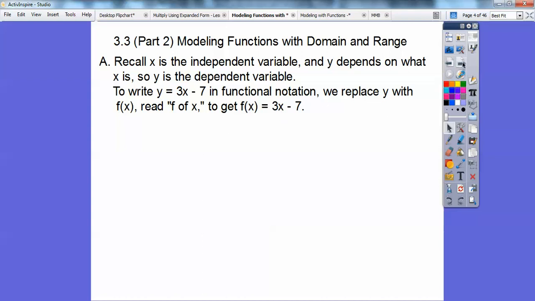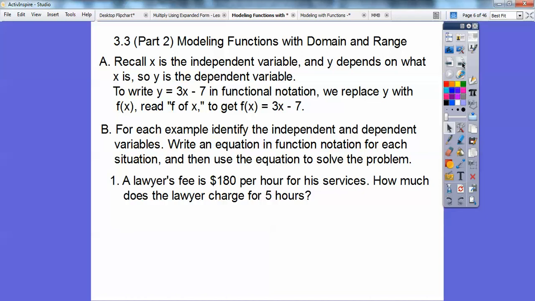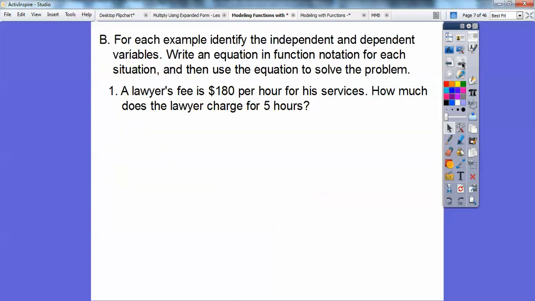All right, so for each example, identify the independent and dependent variables. Write an equation in function notation for each situation, and then use the equation to solve the problem. They're going to set us up with problems like this. A lawyer's fee is $180 per hour for his services. How much does a lawyer charge for 5 hours? We have to figure out which one's the dependent and which one's the independent.